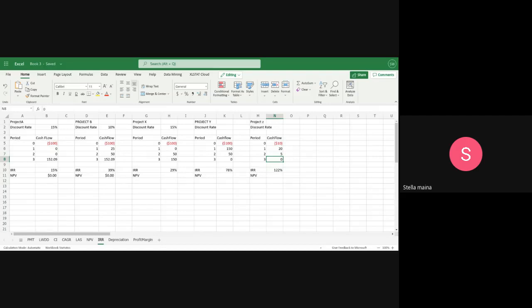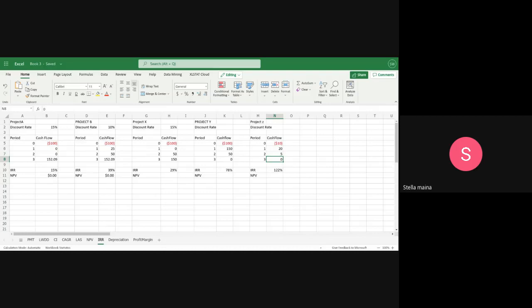But also when we come to project Z, we see it has a high IRR of 122. But we note that the cash flows are lower as compared to project Y, right? So that means project Y is still a better investment than project Z. So as much as you are comparing the IRR, it's very important that you also look at the cash flow. So that's basically it on IRR.